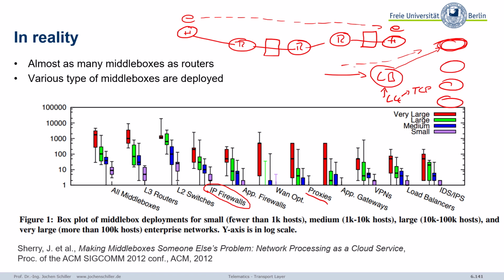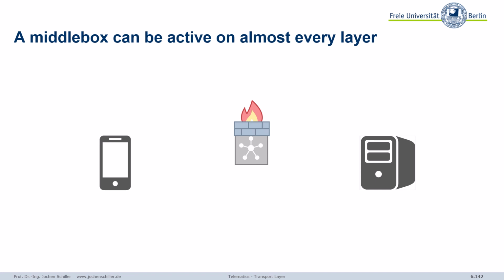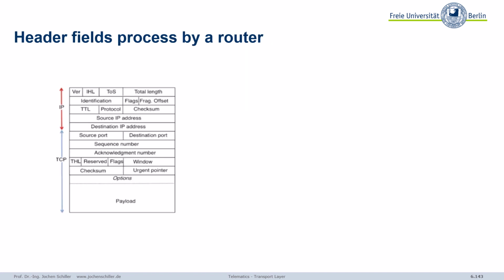So what is the problem? We have these middle boxes in between, and not only the routers. The problem is the middle box can be active on almost every layer. On every layer. Because it's a packet, and you can look into the packet, not only for spying and eavesdropping, but just for manipulating it for good or bad purposes. So more specifically, what do we do?